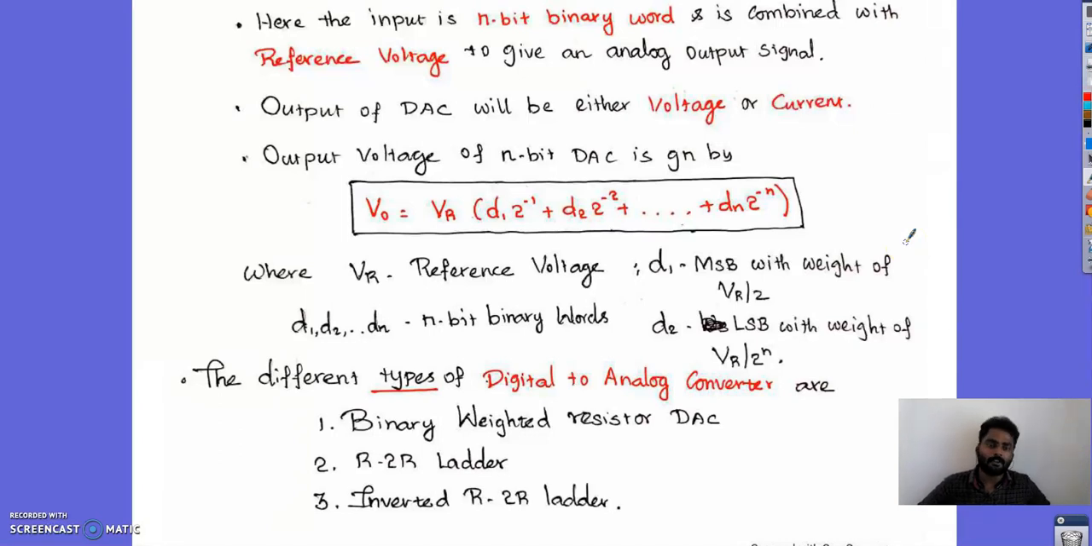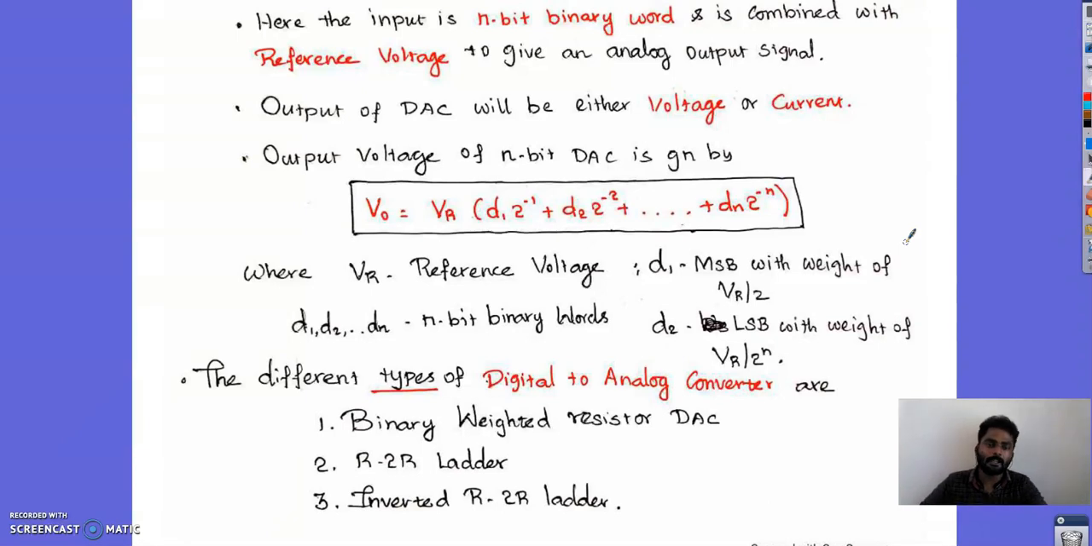Where VR is the reference voltage, D1 is your MSB with the weight of VR divided by 2, and Dn is the LSB, the least significant bit, with the weight of VR divided by 2 power n. And D1, D2, D3 up to Dn are the n-bit binary word.